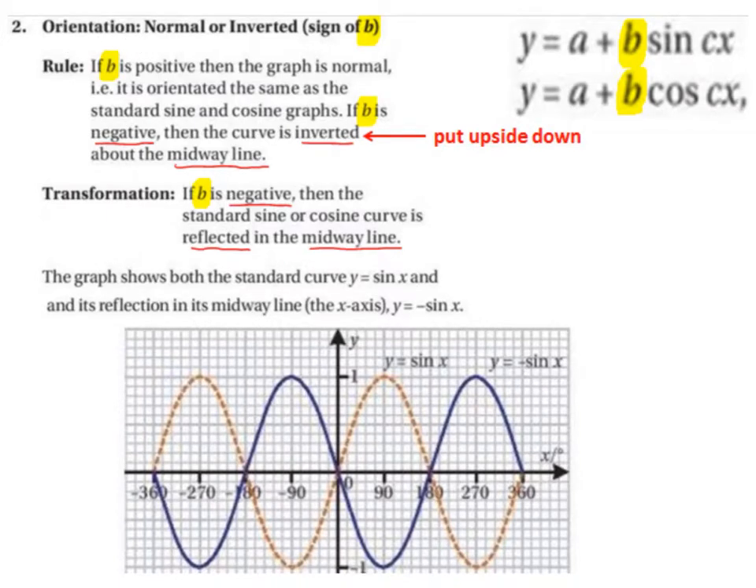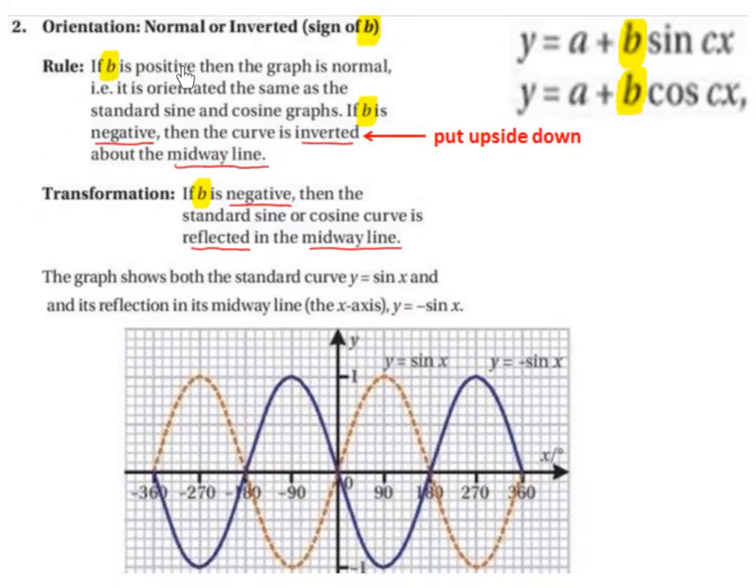Orientation. So orientation is either going to be normal or inverted, and it depends on the sign of b. So we have the graphs in the form of y equals a plus b sine of cx, or y equals a plus b cos of cx. So we're interested in the b that's stuck on in front of either the sine or the cos.